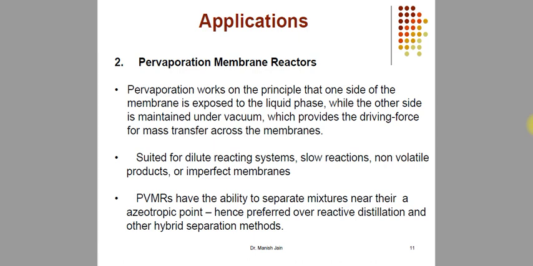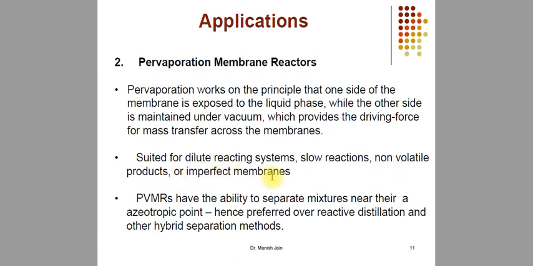Basically here pervaporation works on the principle that one side of the membrane is exposed to the liquid phase and the other side is maintained under vacuum, which provides the driving force for mass transfer across the membrane. I have already explained the pervaporation process in detail. So how does it work? It suits dilute reacting systems, slow reactions, non-volatile products or imperfect membranes.